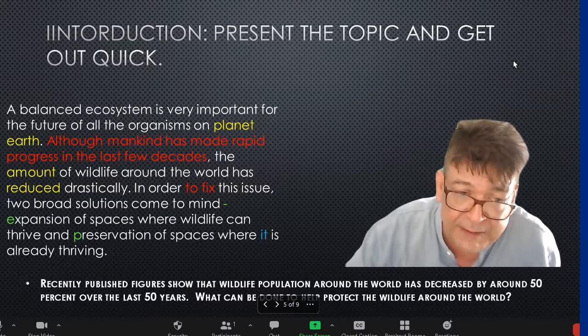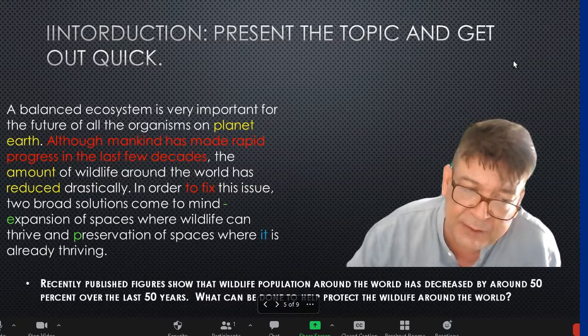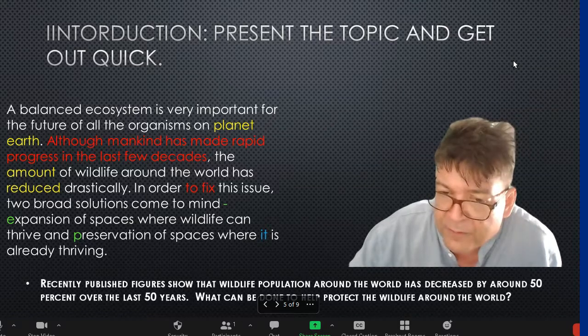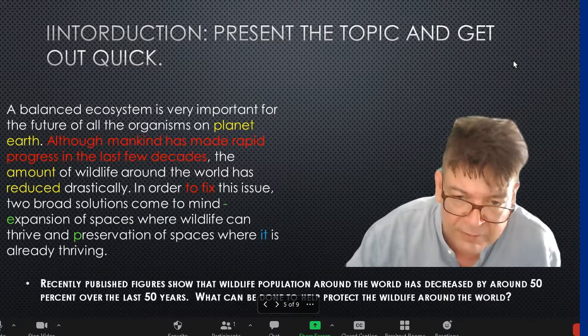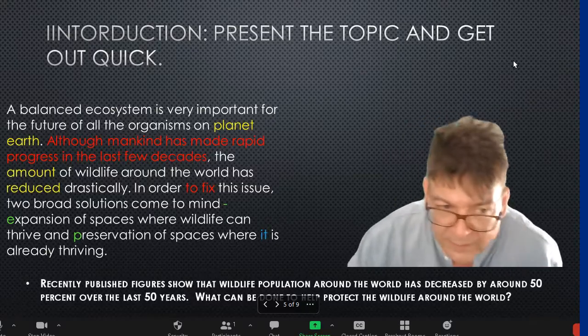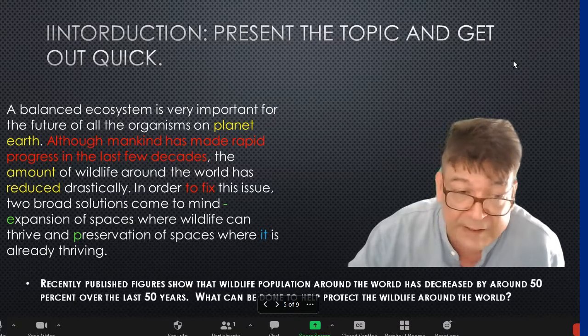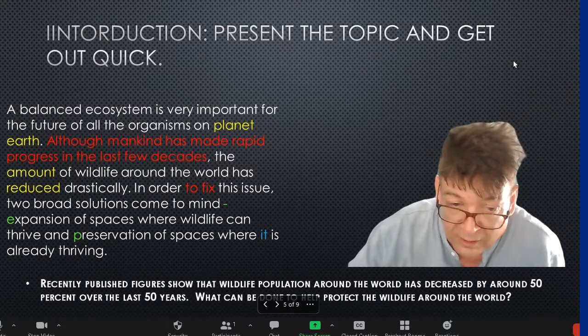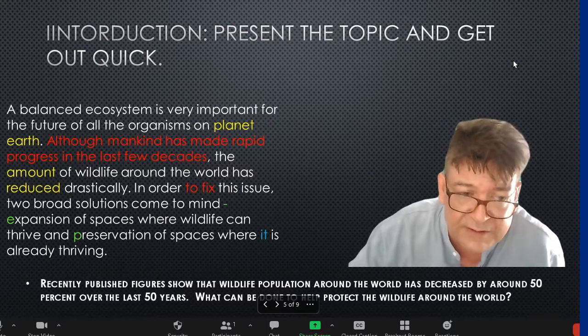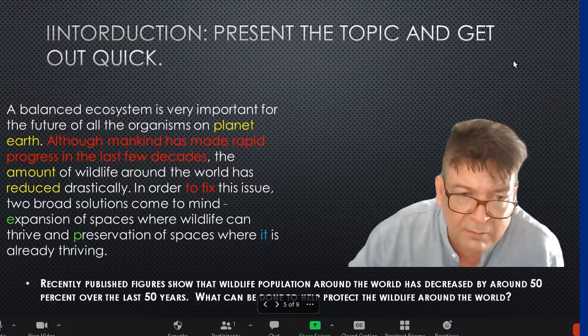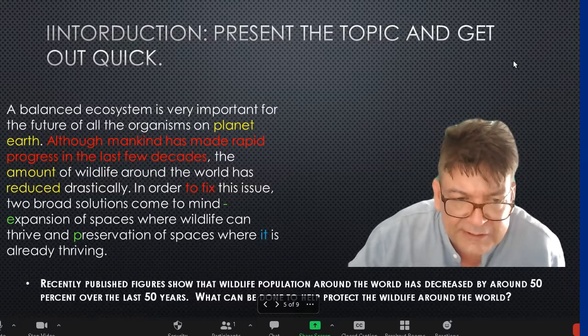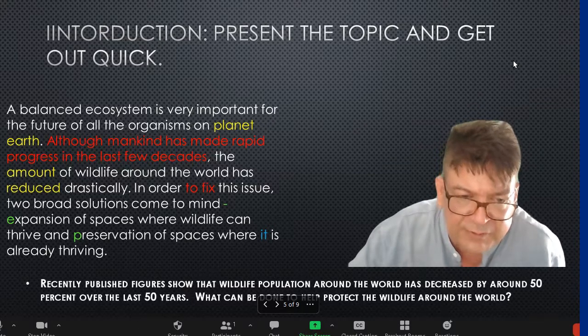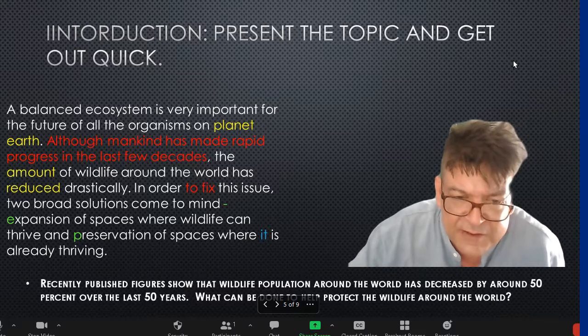The expansion of spaces, blank, noun of noun. Most of the time when you see noun of noun, you're going to have a "the" at the beginning of it. The expansion of spaces where wildlife can thrive, and the preservation of spaces where it is already thriving. Well, two broad solutions. Okay, I see. Expansion and preservation, where it is, unclear it.